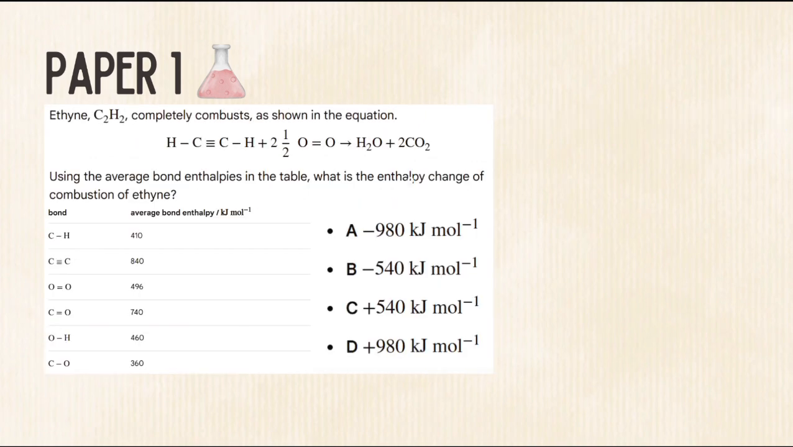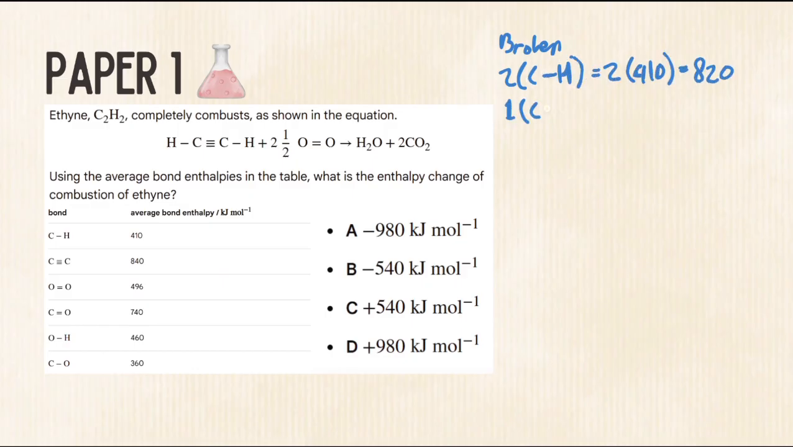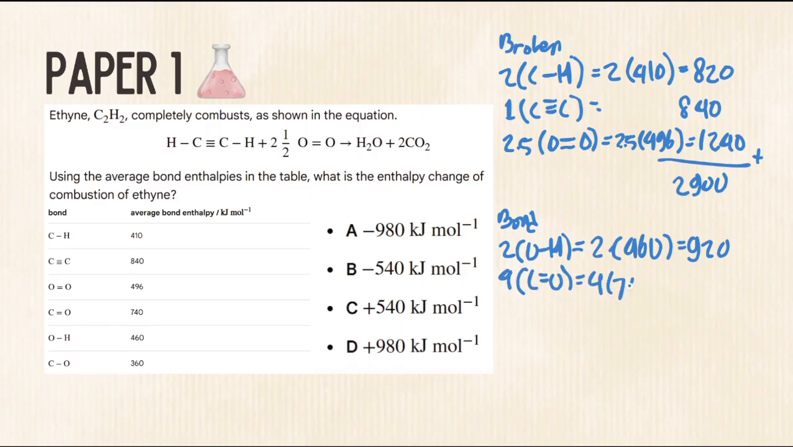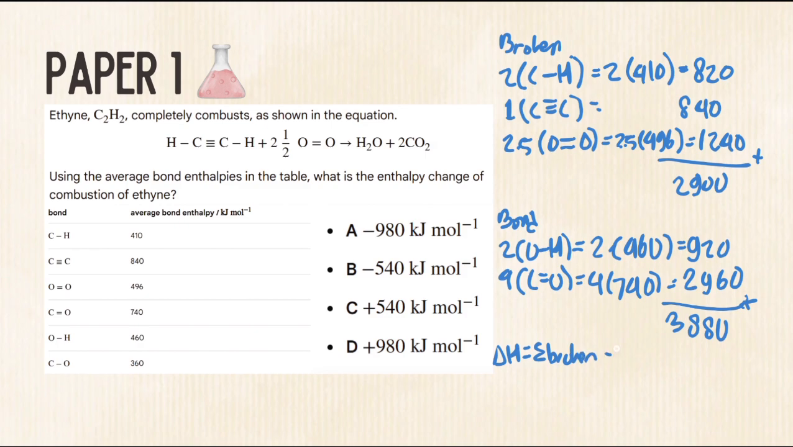We need to find the enthalpy change of combustion for ethene. When using bond energies, our formula is always reactants minus products. That means bonds broken minus bonds formed. Let's count the bonds on the reactant side. We break 2 C–H bonds, 1 C≡C bond, and 2.5 O=O bonds. Total energy equals 2,900. Now, for the product side, we form 2 O–H bonds in water and 4 C=O bonds in carbon dioxide. Total energy equals 3,880. Now, just do reactants minus products. That gives us exactly negative 980.